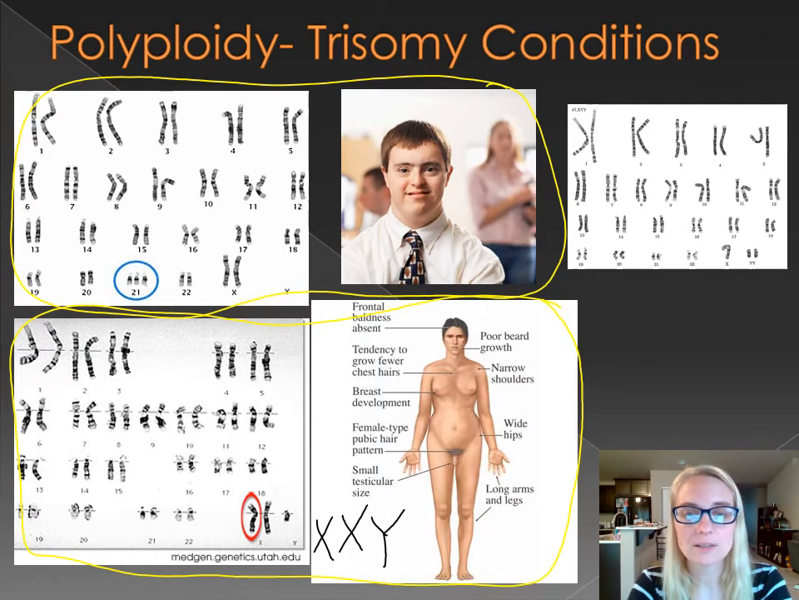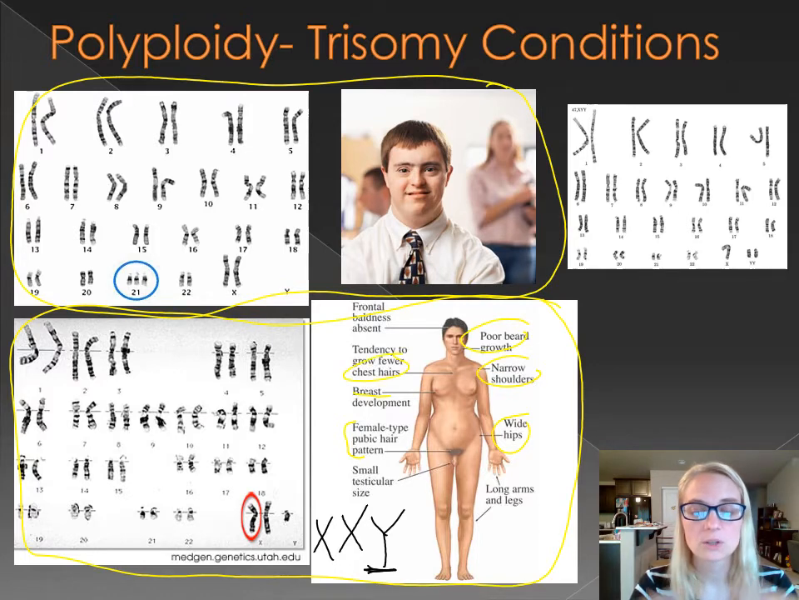Well, in this particular case, individuals with Klinefelter's, they are male because they have the Y. The Y kind of confers maleness. But because there's an extra X chromosome, they take on physical appearances of some female characteristics. So you can see things like breast development, female pattern pubic hair, kind of wider hips, narrower shoulders, poor beard growth, fewer chest hairs. So all of these are kind of tendencies more towards a feminine body style, but they do have male reproductive parts and they are technically male. They just have an extra X chromosome.